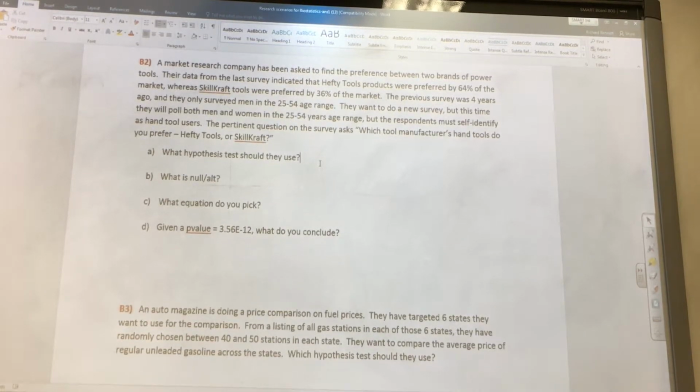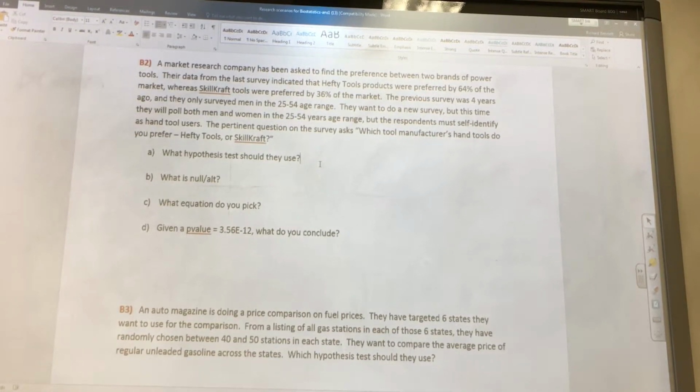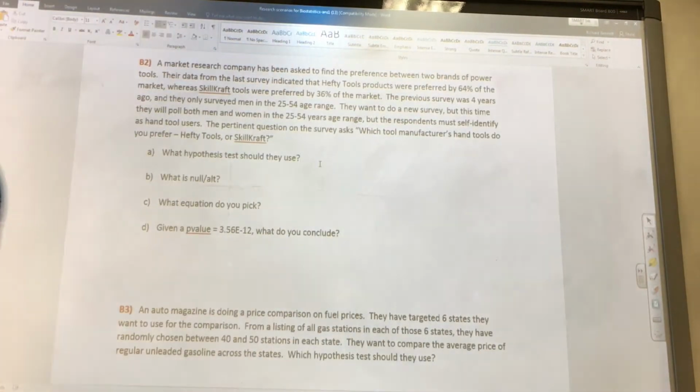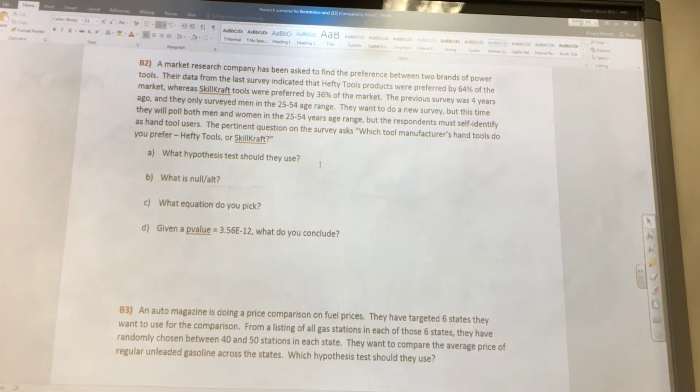Which hypothesis test should they use? This is a good one. Is that a goodness of fit? Okay, so let's lobby for our positions. You're saying goodness of fit. Why? Because you have percentages from a previous test. Okay, anybody have any other ideas?